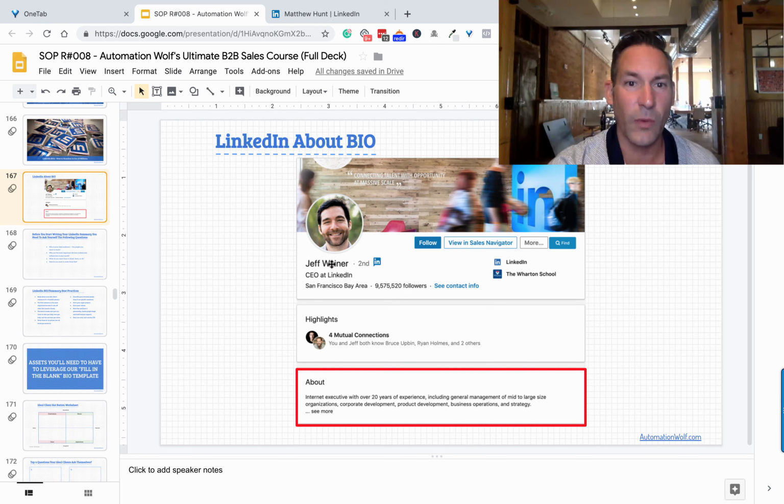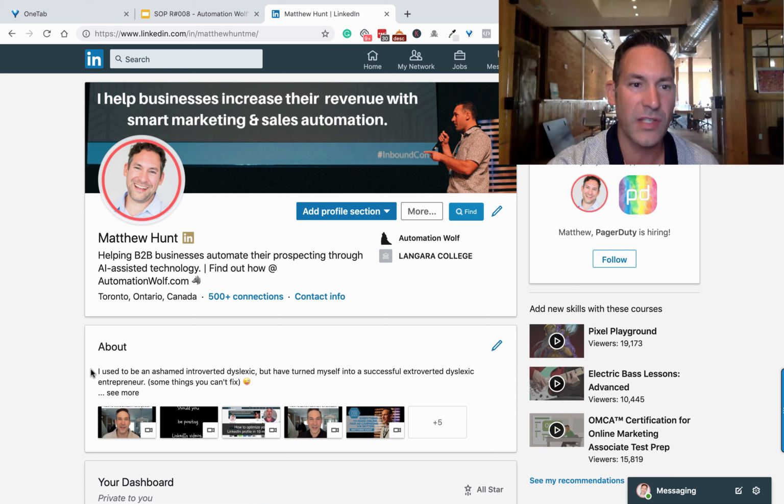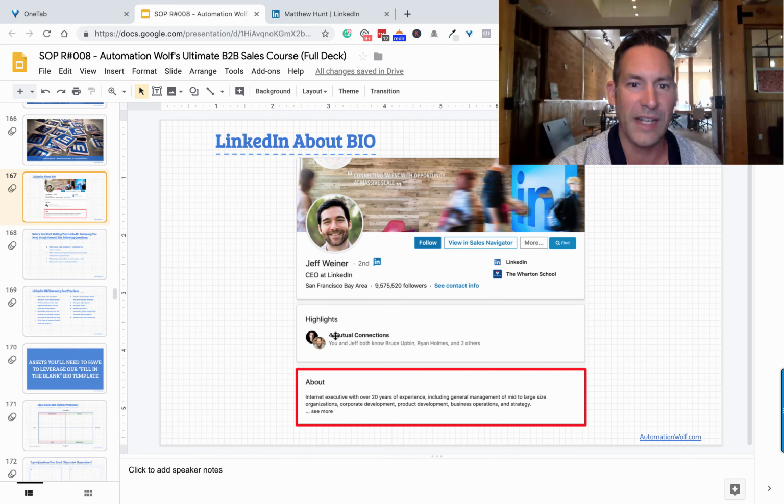If we look at Jeff Weiner's profile, and then we can even look at mine right here, you can see it's right here. Now, the big important thing you need to know is that if you put media, or just in general, you only get about one sentence before you have to click on see more in the current format of LinkedIn. They've changed it a few times. They've also changed where it's positioned and what you can see.